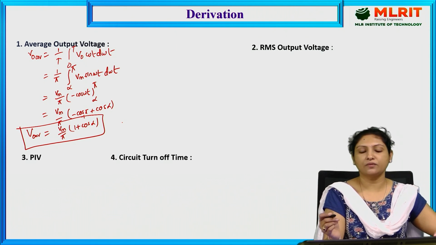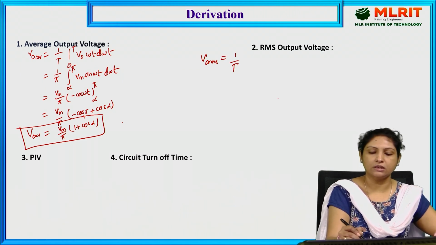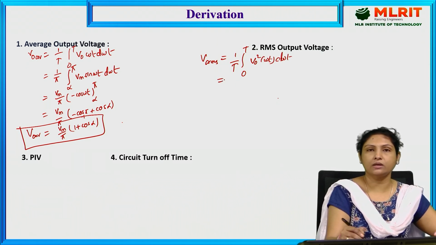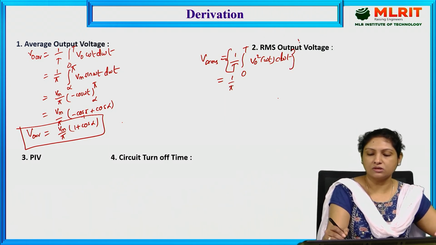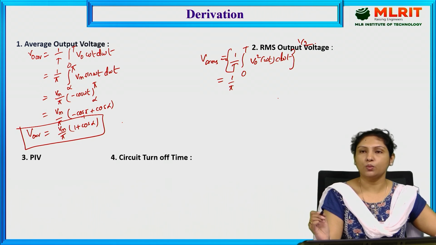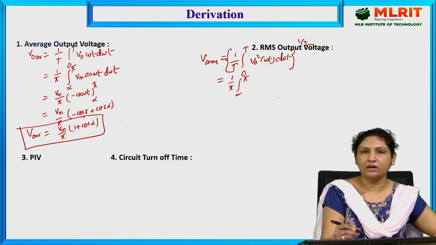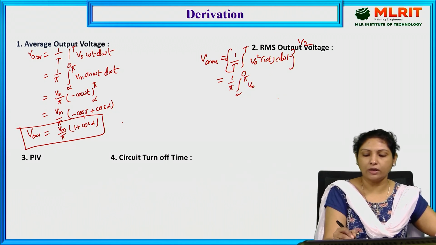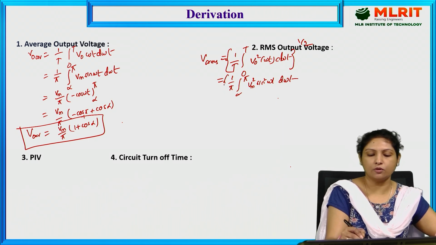Similarly, we will derive the V naught RMS expression. The general formula is V naught RMS equals, 1 by T, integral from 0 to T of V naught square d omega T, whole to the power of 1 by 2, where the total time period is pi. This is the general formula to obtain V naught RMS. Here the time period is pi, conducting from alpha to pi as explained, so Vm square sine square omega T d omega T whole to the power of 1 by 2.